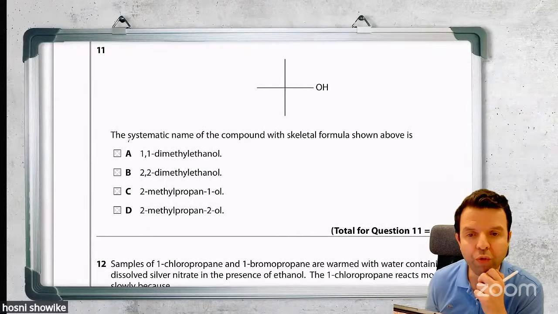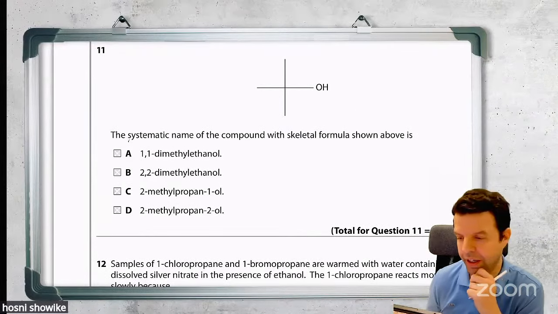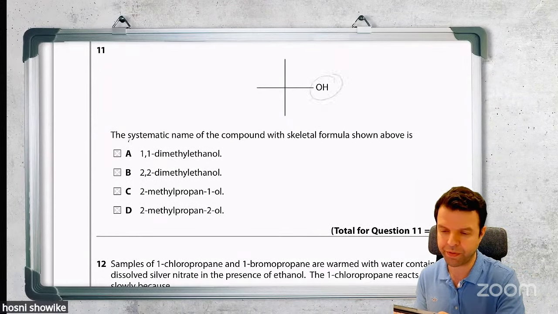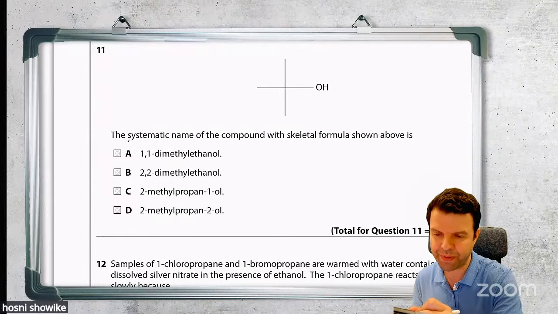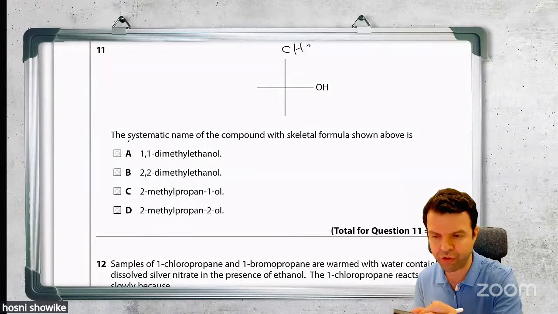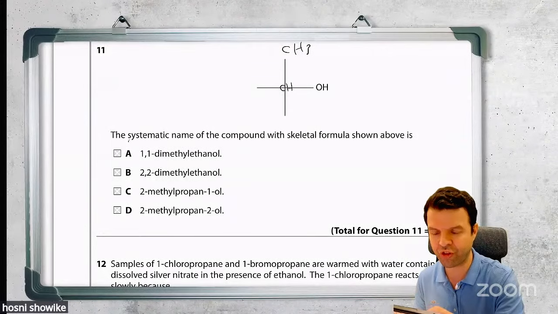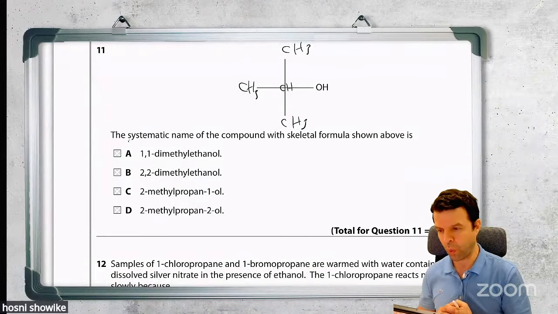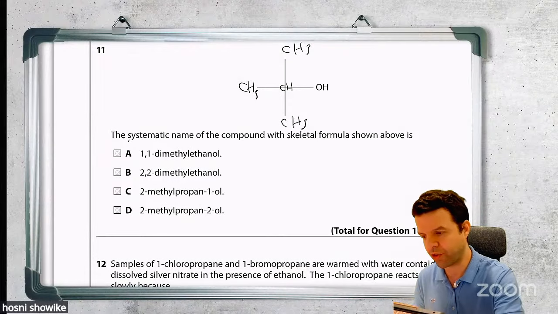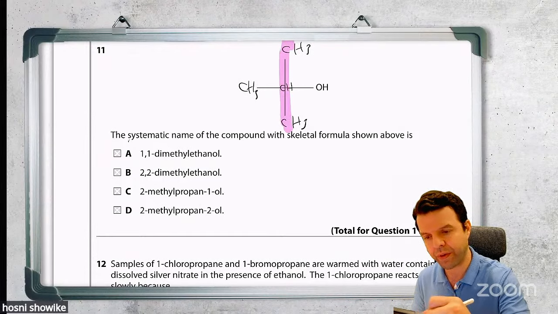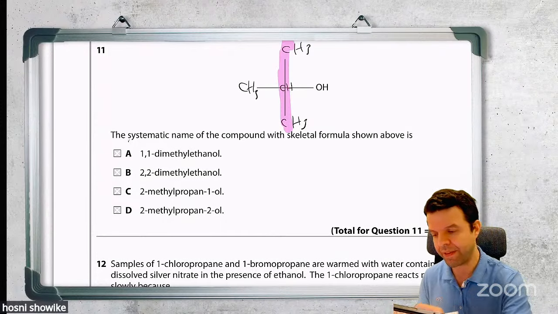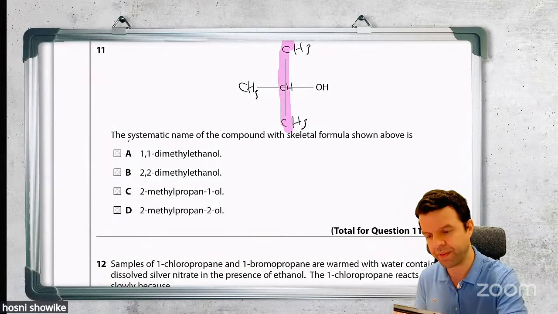What is the name of this organic molecule? It's an alcohol, right? And let's find the longest chain. It's like CH3, CH, CH3 here, and CH3, right? So based on this, the longest chain I have is this, right? So it's propanol, propan-2-ol, and there's a methyl on the second carbon. So it is this one.